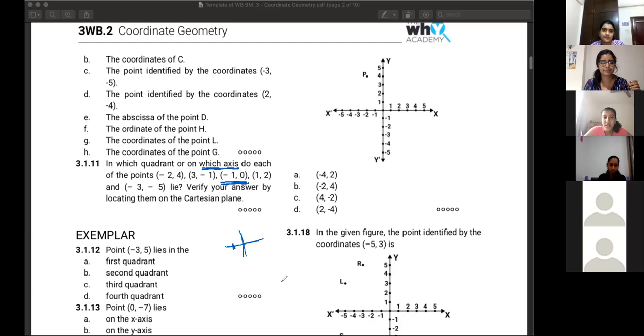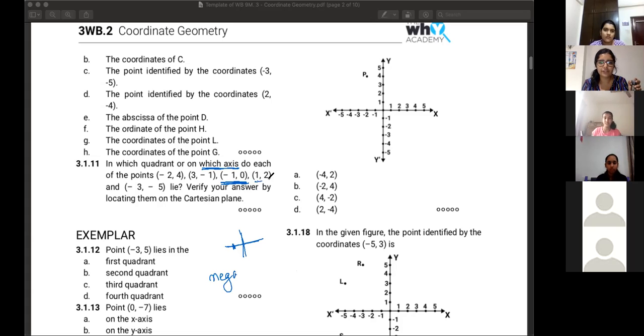Ma'am, should we say it on x prime axis or x axis? X axis. If you want to be very specific, you can say negative side of x axis, but x axis should suffice. Okay.